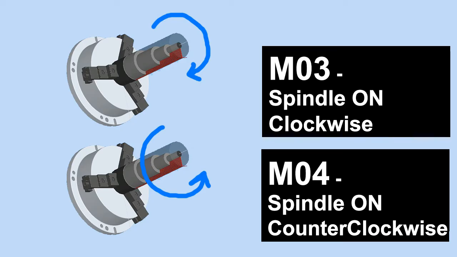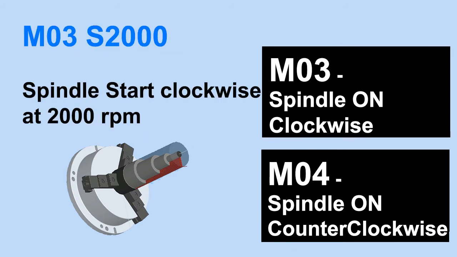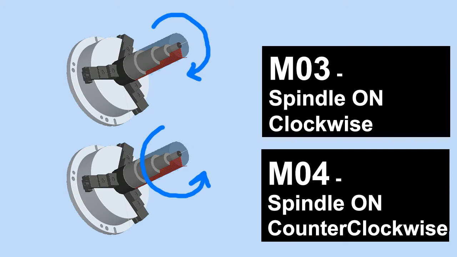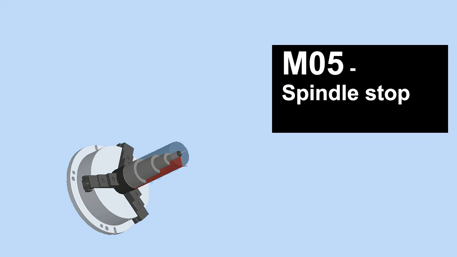Next we have M03. This M code starts the spindle rotation in the clockwise direction. Usually after the tool change, we use M03 with spindle speed. Example: M03 S2000. That is, the spindle will start rotating in the clockwise direction at 2000 RPM. Similar to M03, we have M04, but in this code, the spindle will rotate in the anti-clockwise direction, as you can see. And M05 is used to stop the spindle rotation whenever required.